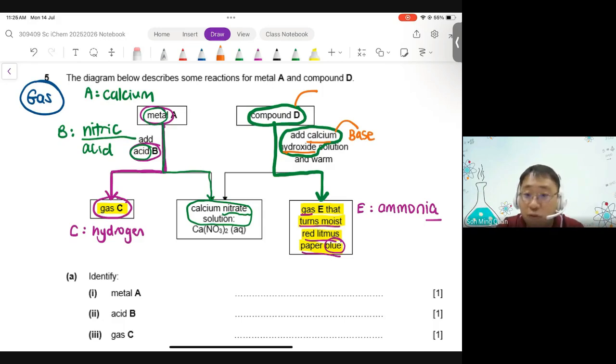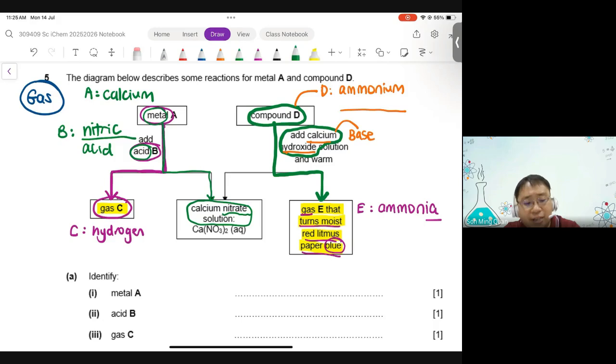Ammonia gas comes from the reaction of base and ammonium. It must be ammonium salt. So what is it? Is it ammonium chloride, ammonium sulfate, or ammonium nitrate? We don't know yet, but we know it's ammonium because ammonium forms ammonia. So what could it be? What goes into the blank? It's ammonium what? So again, we're going to trace back.